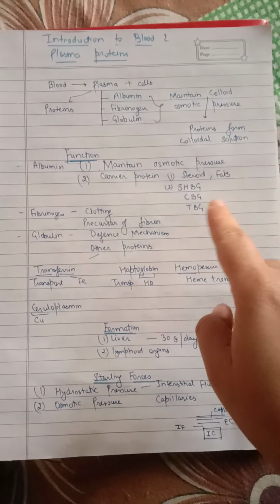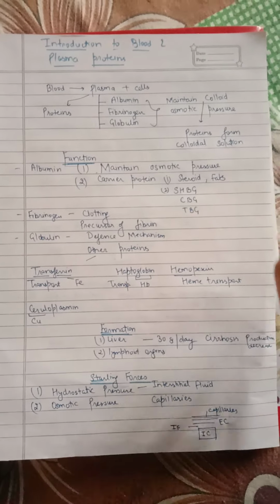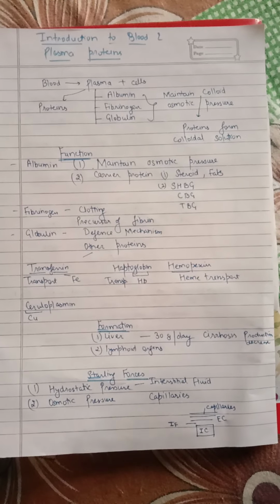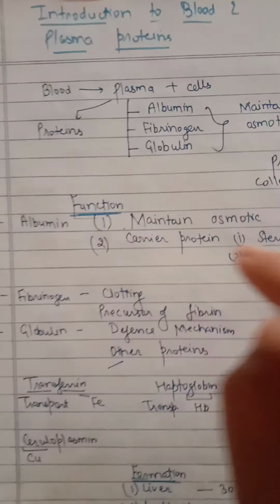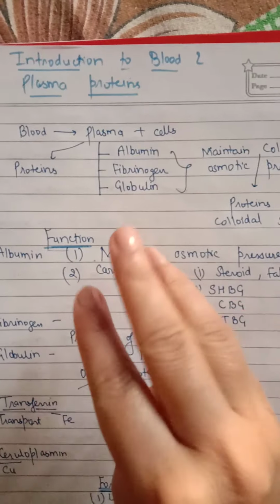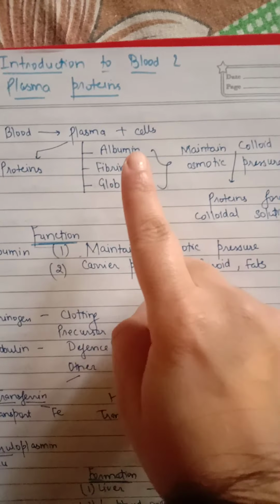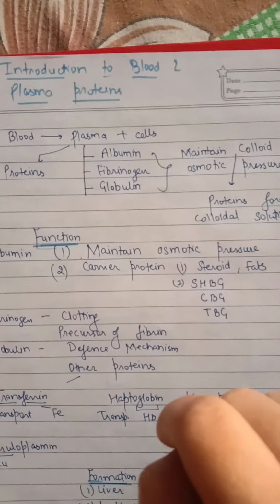So, what is blood? It mainly consists of plasma and cells present in it. Here our main focus will be on the plasma proteins and blood. Here you can see in the plasma there are three main proteins. Other proteins are also there, but mainly albumin, fibrinogen, and globulin are present.